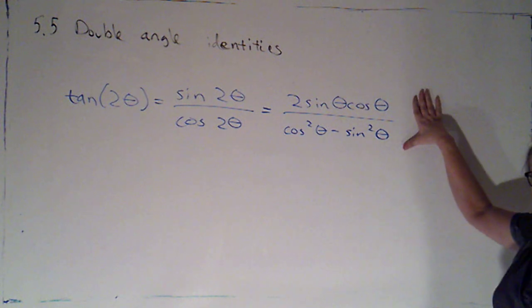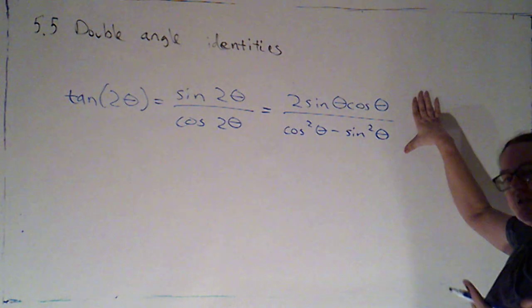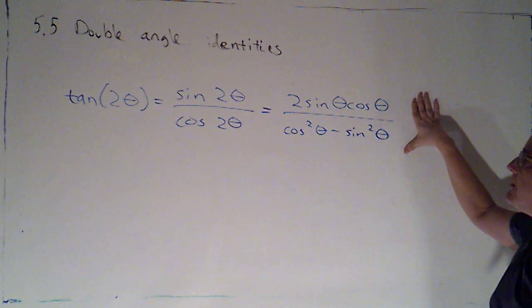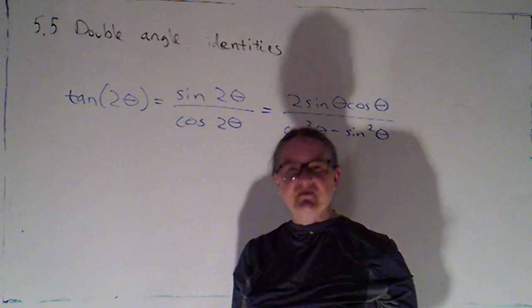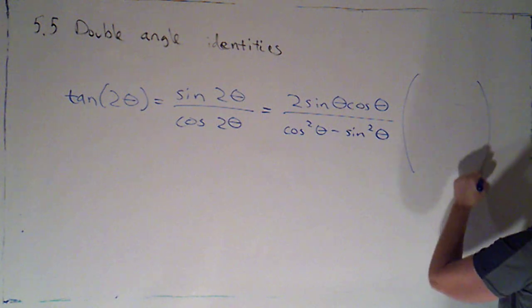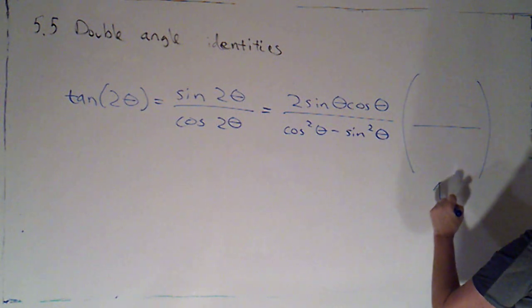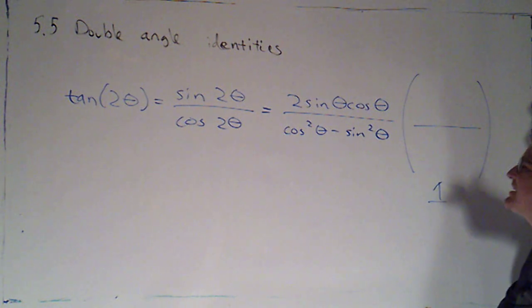This is a perfectly valid formula for tangent of 2 theta, but it's not the version that you're going to see in your textbook or in most textbooks. Most textbooks are going to give the double angle formula for tangent in terms of tangent. So, if I want to get to some tangents, I'm going to use the same trick here that I used when I was looking at the sum formula and the difference formula for tangent.